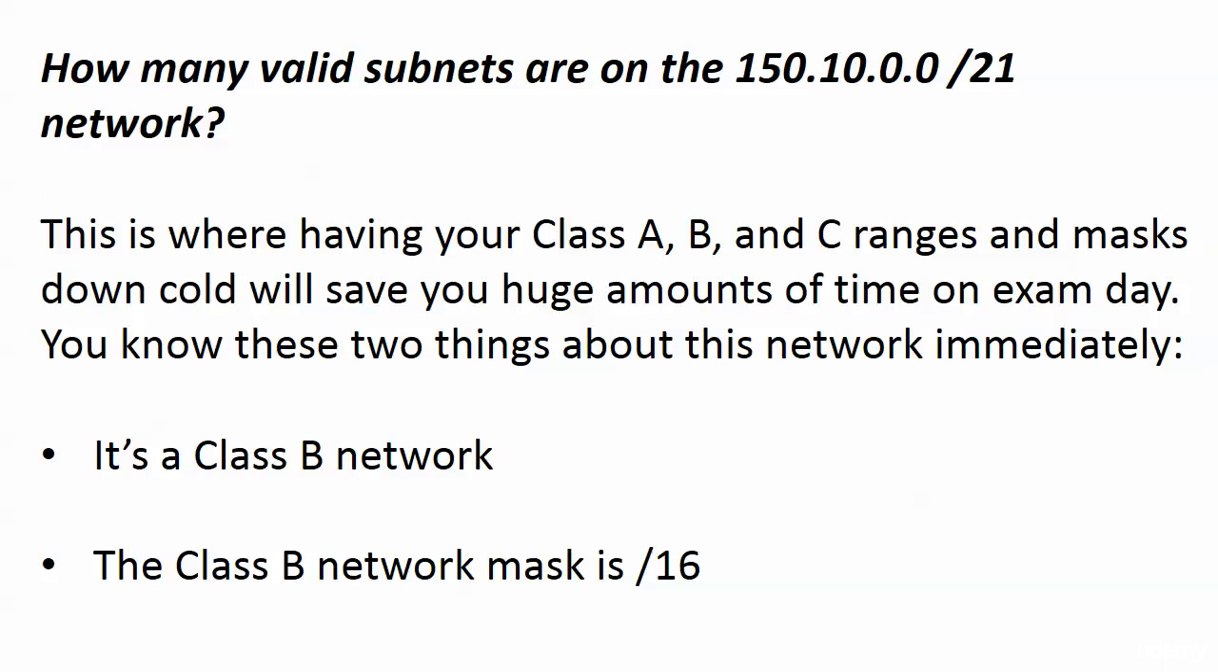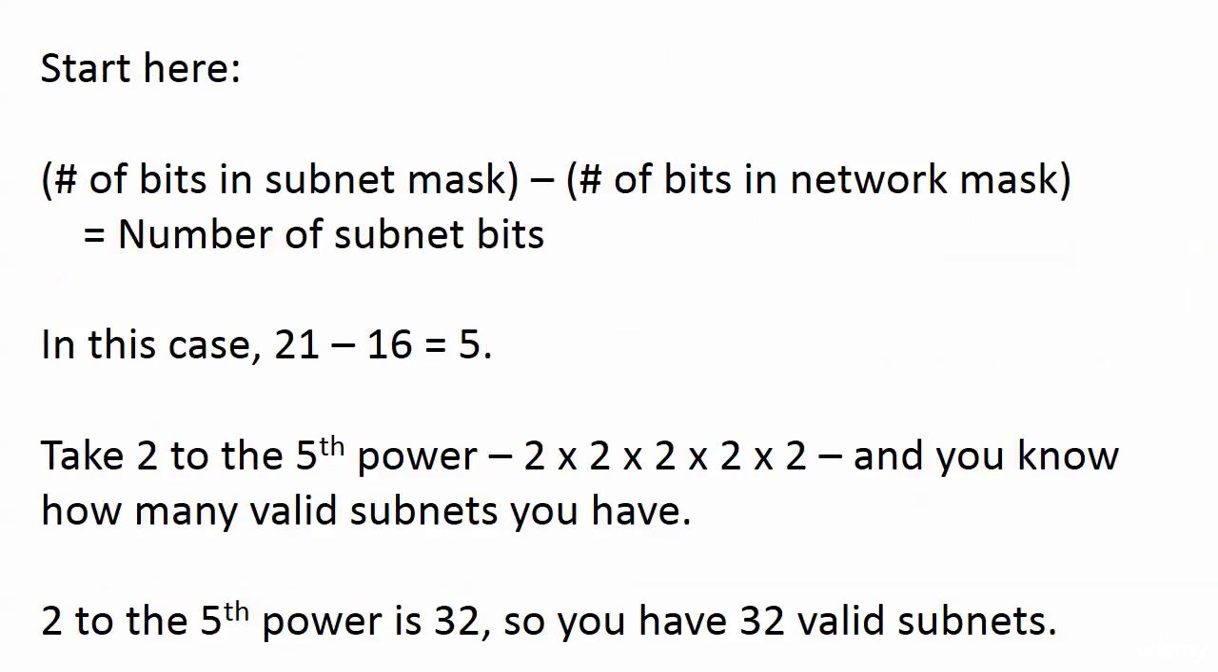Because you can look at that and say, okay, I know two things about that immediately. First off, I know it's a class B network. Second, I know the class B network mask is /16. So what am I going to do with that information? If you take the number of bits in the subnet mask and subtract the number of bits in the network mask, you have the number of subnet bits. You don't have to write anything out.